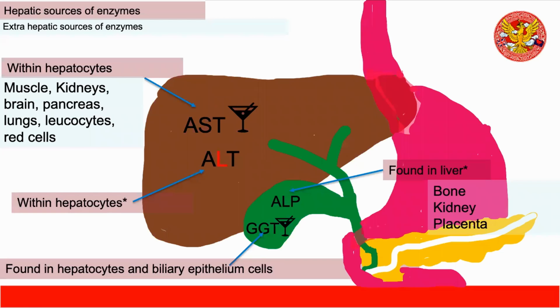And so this is why it's really important to interpret liver function tests in the context of the history. If it's a pregnant woman, for example, and she has a raised ALP, it probably isn't due to liver injury. It could just be due to the fact that she's pregnant. And I've put little martini glasses next to GGT and AST because these are more specific for alcohol consumption, so they tend to get elevated when you've consumed alcohol.